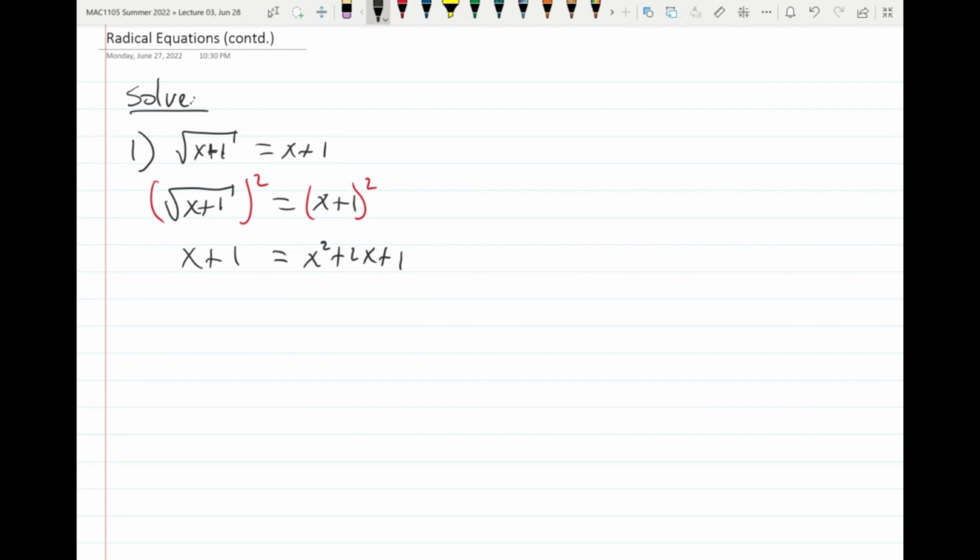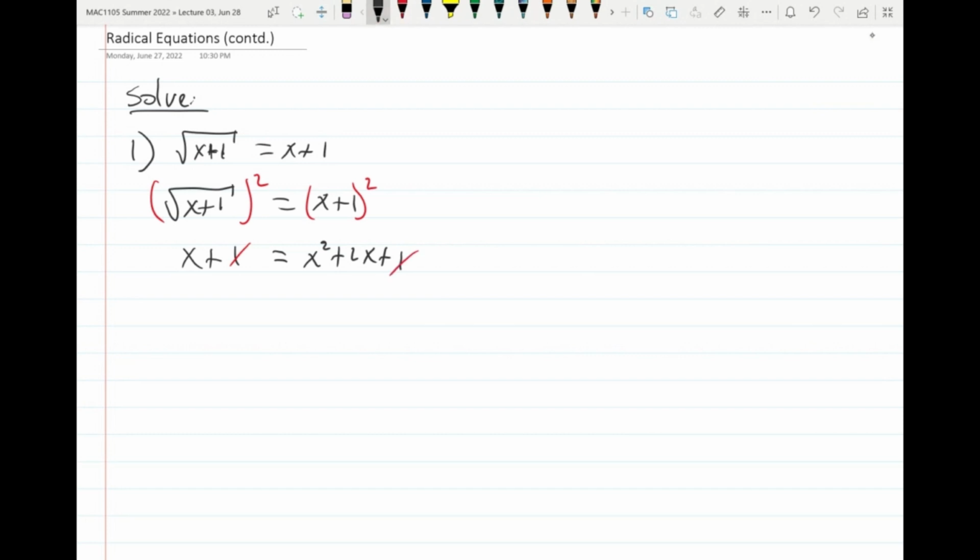Okay, so now we need to solve this equation. What type of equation is this? It's a quadratic equation. So how do we solve quadratic equations? Set it equal to 0. So move everything to one side, making the other side equal to 0, and then solve either by factoring, quadratic formula, square root method, completing the square, whatever is your favorite way of doing it.